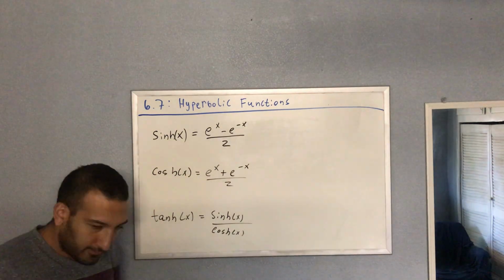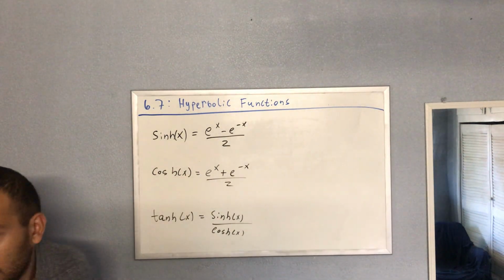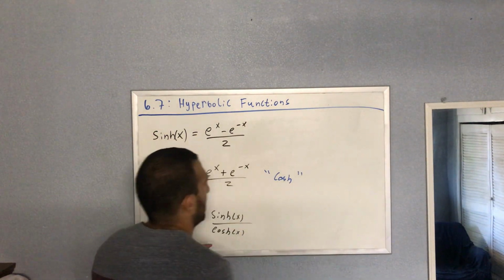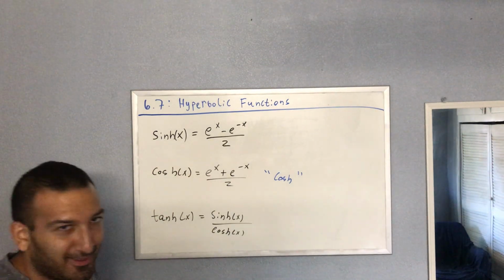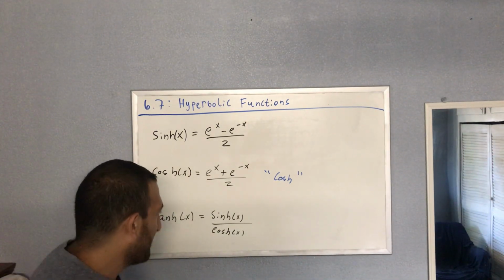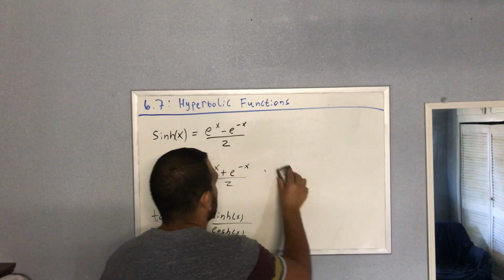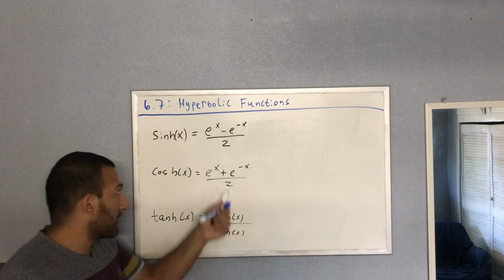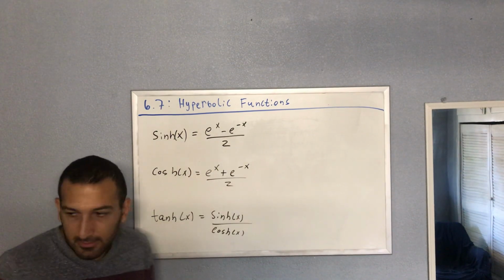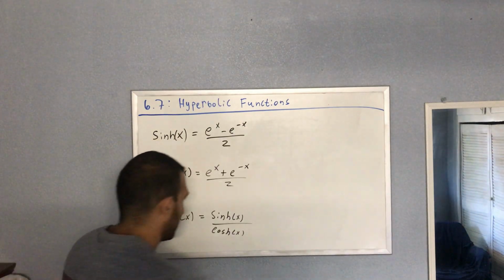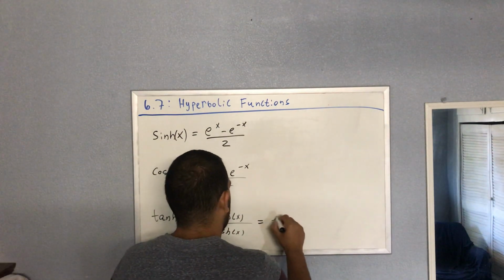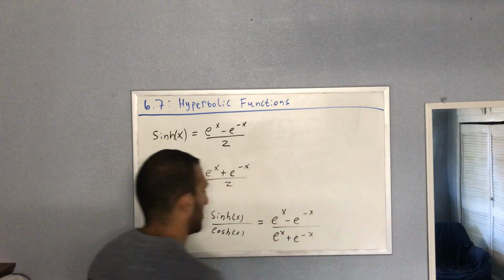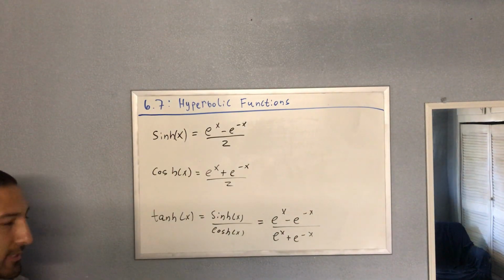Some people like to call this cosh, like C-O-S-H. It sounds kind of interesting to me. So that's also called cosh, or hyperbolic cosine. And so if you do the algebra here, if you take this thing and you divide it by that thing, you end up getting that. So hyperbolic tangent looks like that.